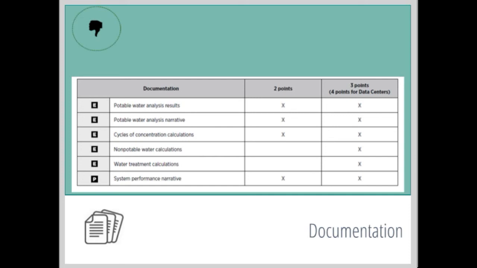The last step is to verify that the cooling tower or evaporative condenser settings are consistent with the number of cooling tower or evaporative condenser cycles. Projects should also prepare a narrative detailing the settings and other performance characteristics. Listed here are the documentation requirements for the credit, more or less in line with the steps that we just went through.